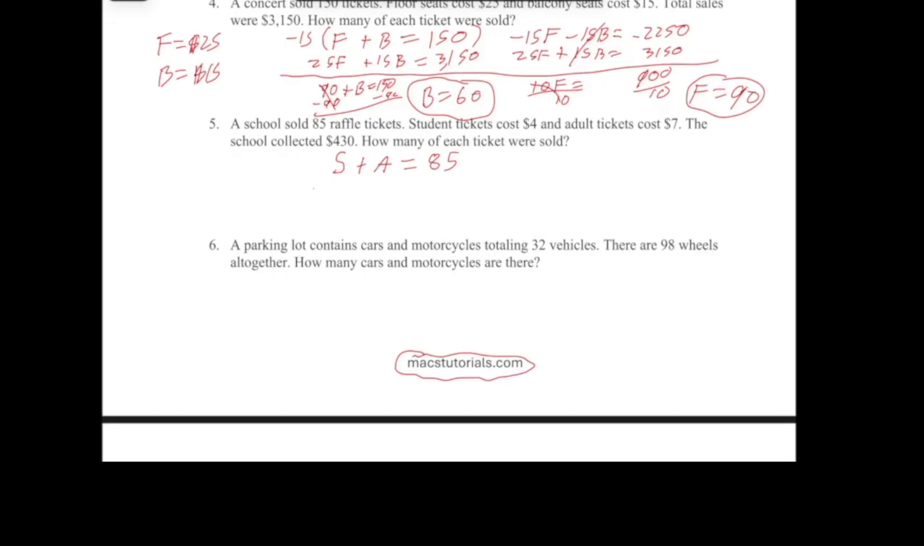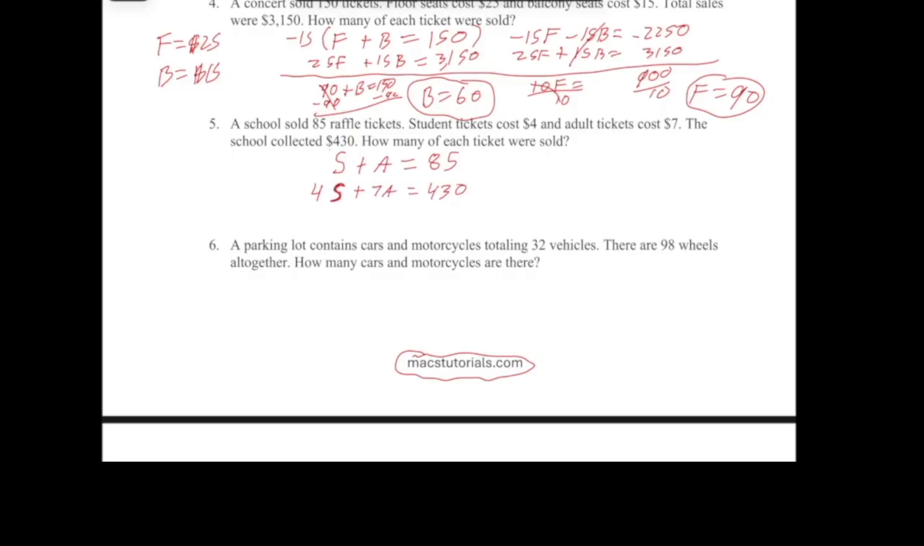Now let's put a dollar to them. Student tickets were $4. Plus, that's an S, not a 5. I know, I hate using S's in word problems, and T's also because they look like pluses, and O's because they look like zeros. So anyways, the adult tickets are going to be $7 each. So we're going to go 7A. And how much money? 430.